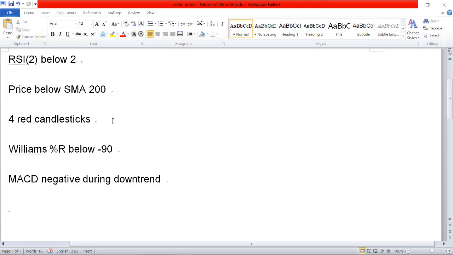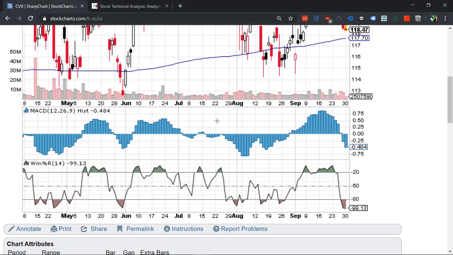These are technical signals that I've seen often. And for the most part, these are oversold signals, which means that people sell off too quickly and then dip buyers buy in. And eventually you see the stock reverse. So we're going to look at RSI 2 below 2 first.